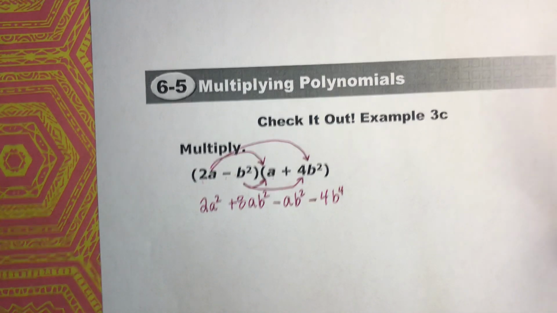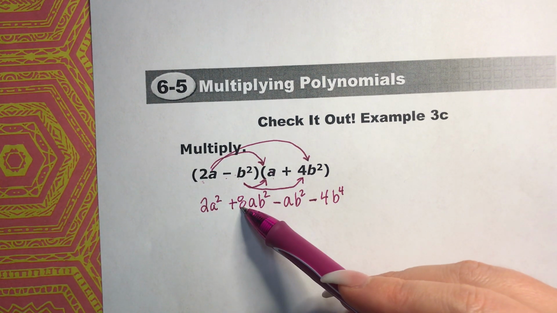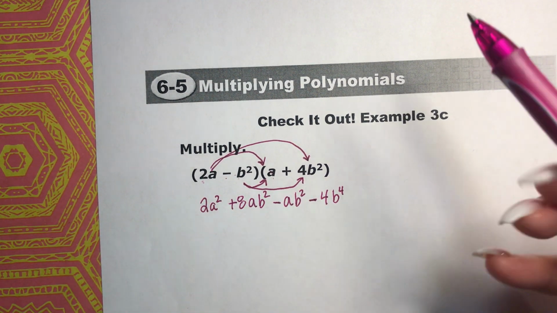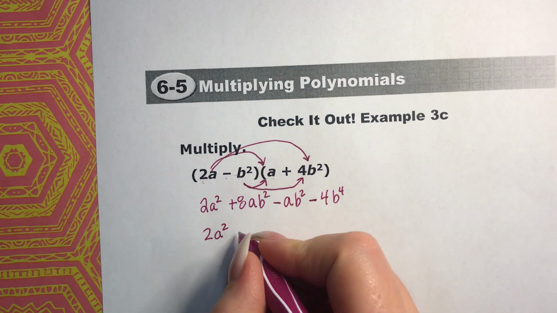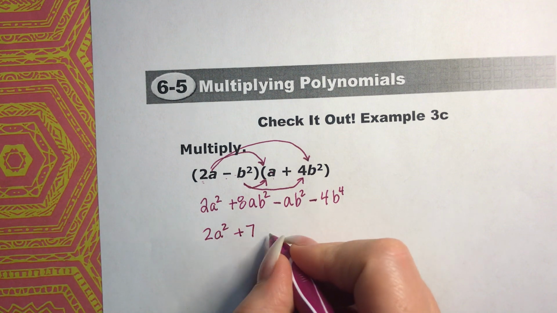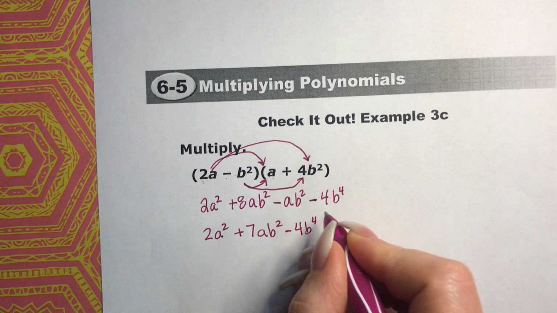Okay? Then we just have to simplify. So we have an AB squared, so that means we can have the positive 8 minus 1. All right, so I'm going to rewrite this. 2a squared, 8 minus 1 is 7, positive 7. Then I just rewrite that, AB squared minus 4b to the 4th.